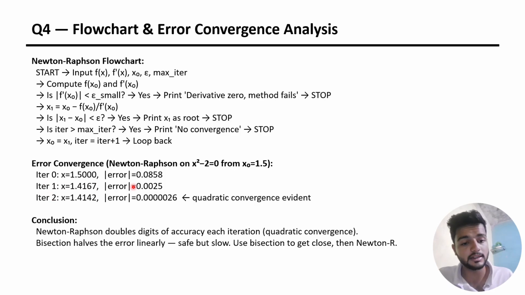Error convergence in Newton-Raphson's method, from x0 equals 1.5. Iteration 0 gives an error of 0.0858. In iteration 1 we get an error of 0.0025. In iteration 2 we get an error of 0.000026. Conclusion: Newton-Raphson doubles the digits of accuracy each iteration. Bisection halves the error, nearly safe but slow. We'll use bisection to get close, then Newton-Raphson to get the efficient answer.